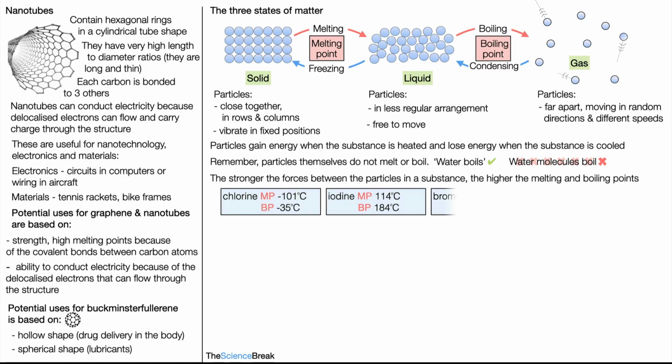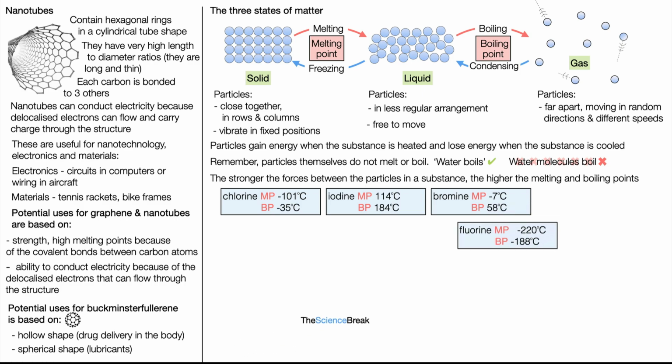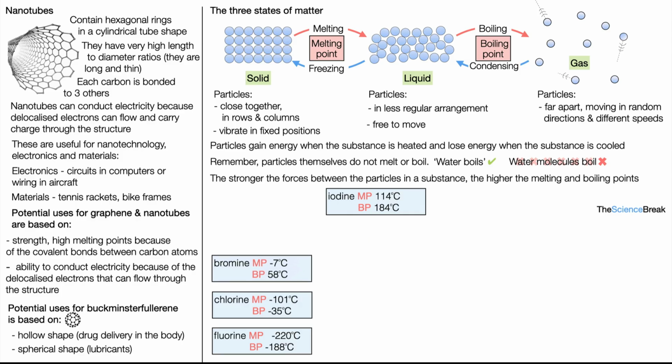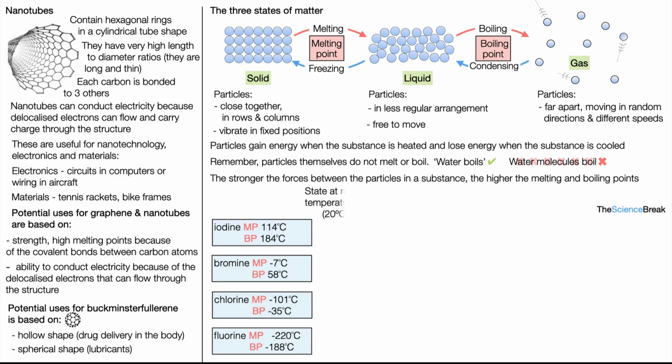Here's the example of the halogens. Fluorine would be at the bottom there. Then we have chlorine. Then we have bromine, and then we have iodine. You might want to take a moment just to pause there and just check out those temperatures and make sure you can see why they're in that order there.